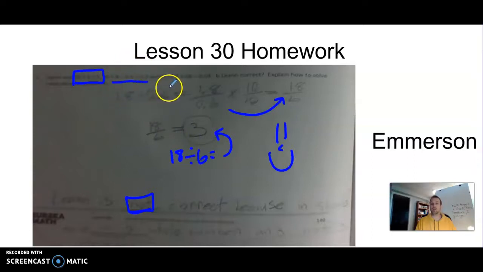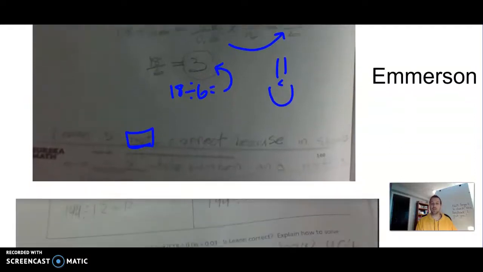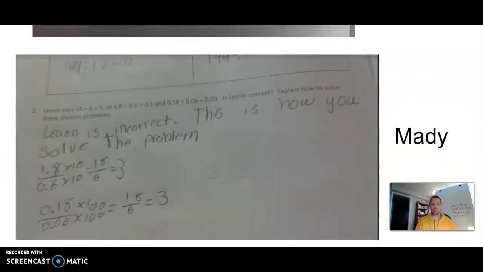If Emerson went ahead and solved the third one, technically she didn't have to do, but she already knows that she's incorrect, you would find that there's an error in this one as well. Emerson, very nice job of following the same steps and the same process to help you to see if she was correct. The second one is courtesy of Maddie. Again, she also stated that she was incorrect, and this is how you solve the problem.